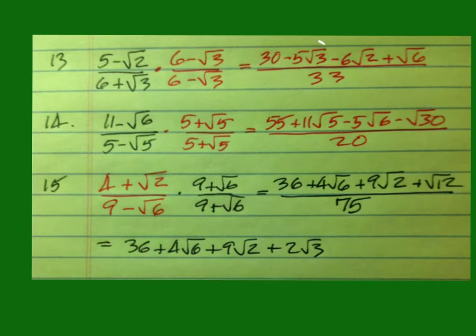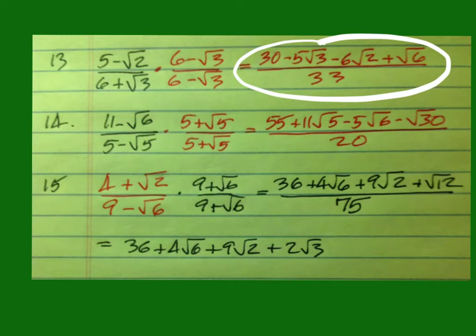Alright, 13 is 30 minus 5 square root of 3 minus 6 square root of 2 plus square root of 6, all of that over 33.